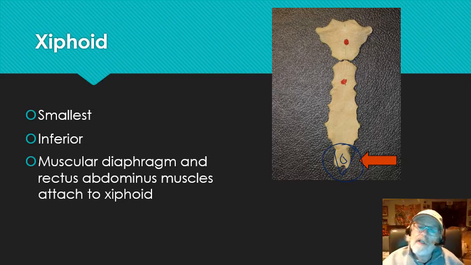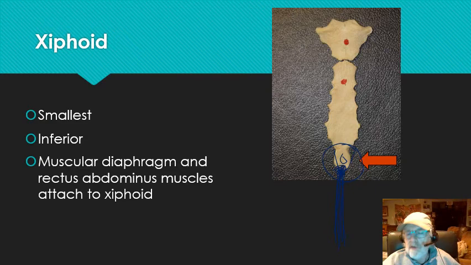And it does serve a purpose, because when we get to the abdomen, some of the fascial structures and muscles will have their origin right around that area of the xiphoid.